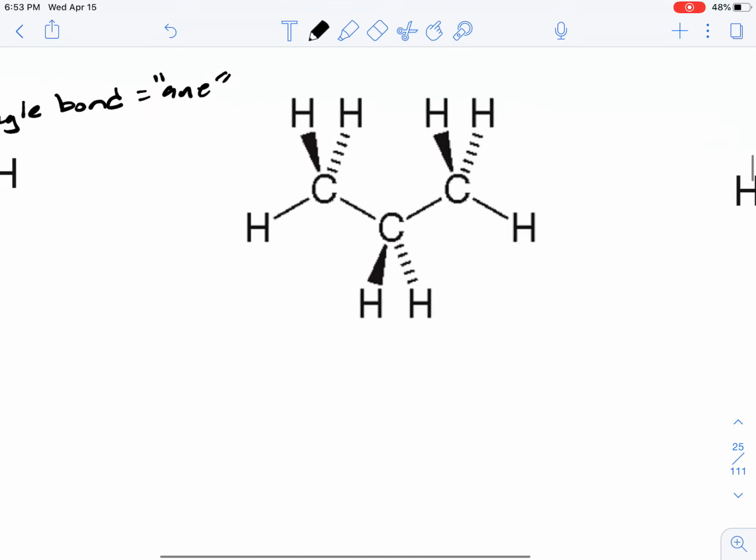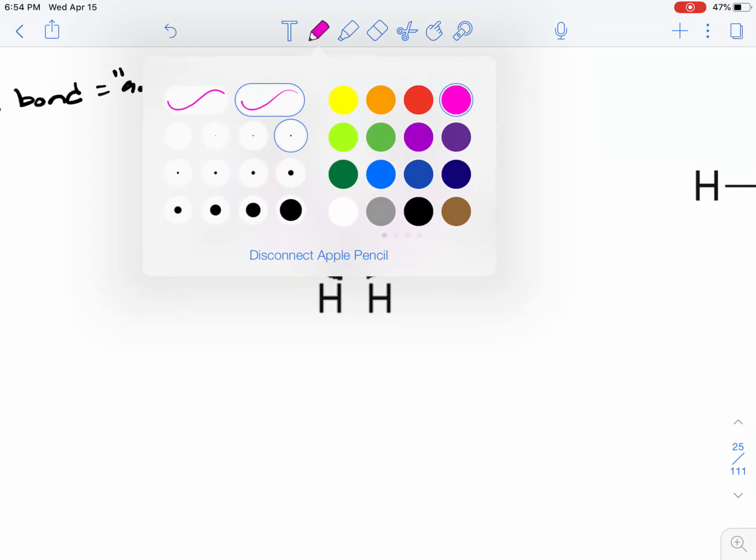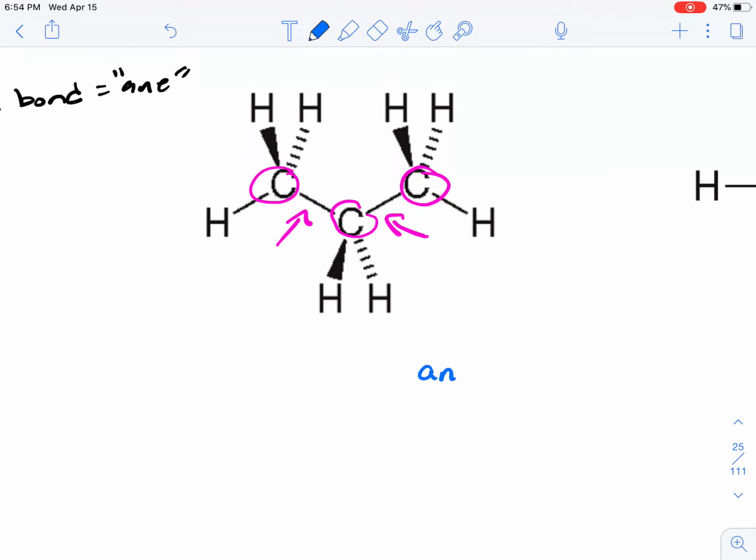All right. So let's go ahead and look at this example. How many carbons do we have? We have 1, 2, 3. And if you look at the connection between all 3 carbons, they're all single bonds. So once again, that informs us that we can use the suffix ane. And since we have 3 carbons, the prefix is going to be prop. If you put this together, we get propane.